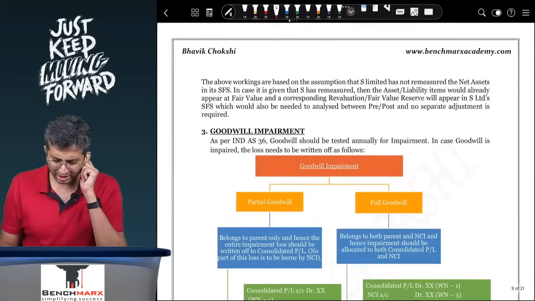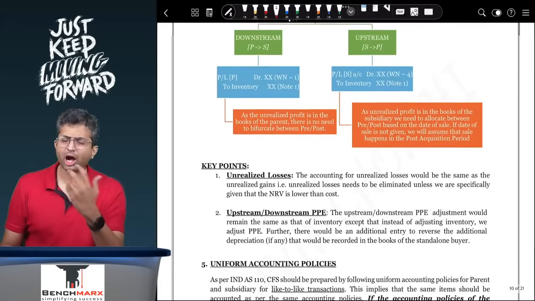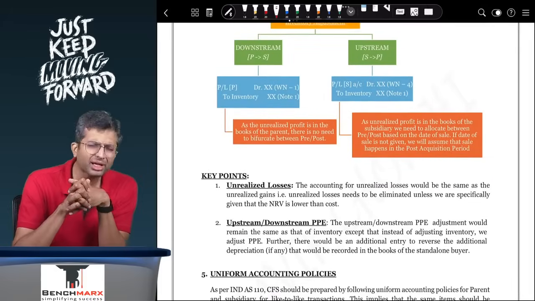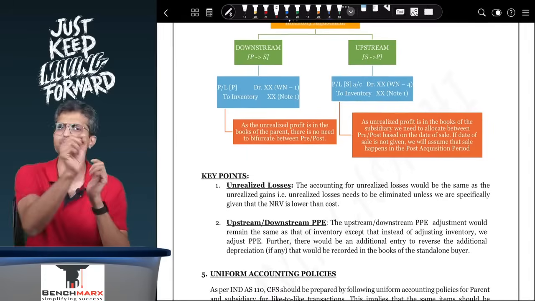Now, when we are looking at an upstream transaction, we need to figure out whether it should go from the post profits or pre profits. Typically that depends on the date when the upstream sale was made.